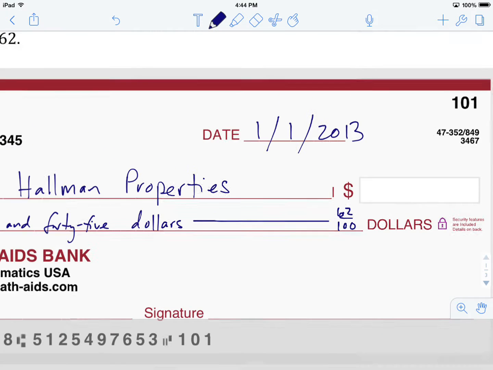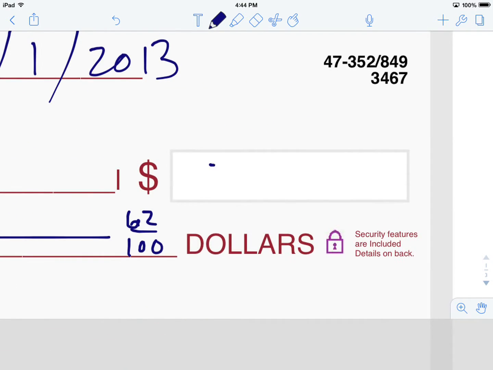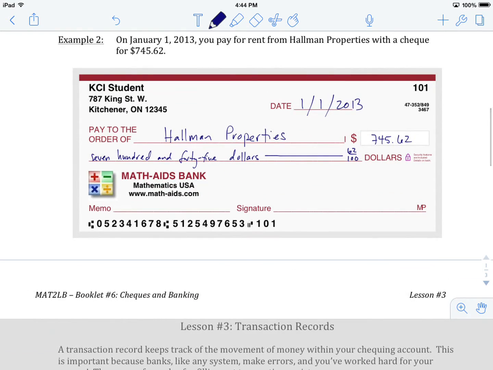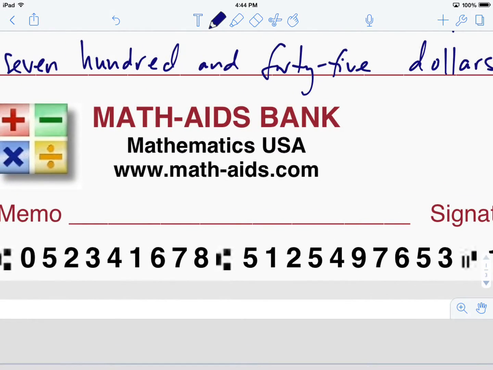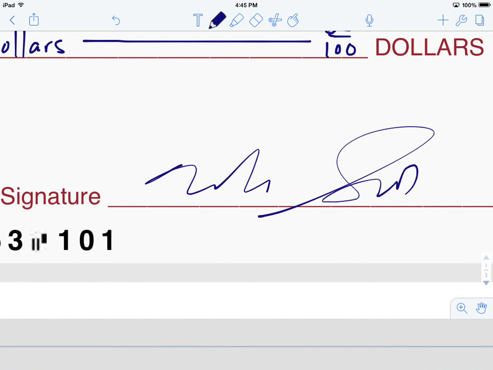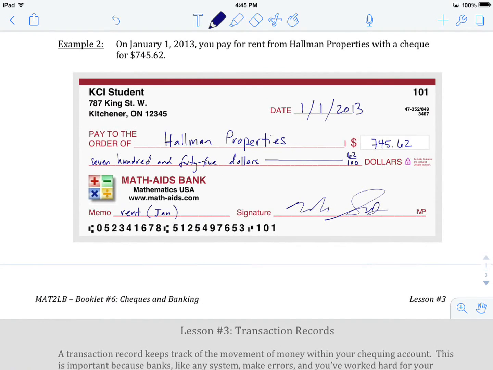There we go. In the box now, we write down same amount, but this time using numbers, $745.62. That looks right to me. And now a quick little memo. So you might want to say something like rent. And if you really wanted to be specific, you could put down the January rent, just so you remember. And now, of course, the signature, which I'll put in again, and yours will be a little bit different than mine, but that'll be okay.